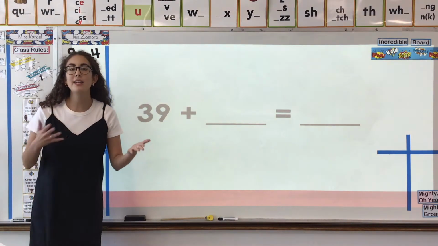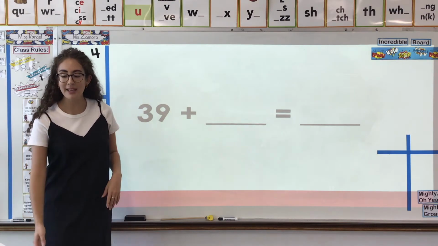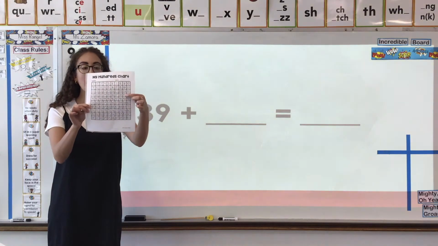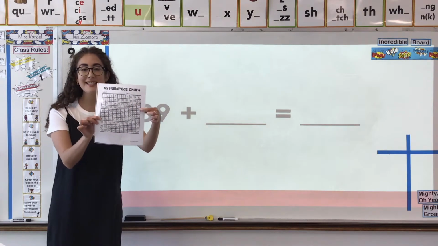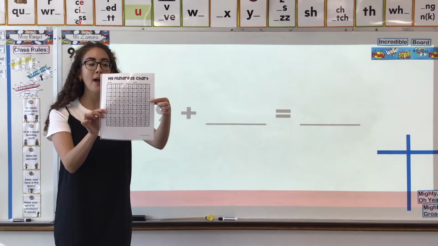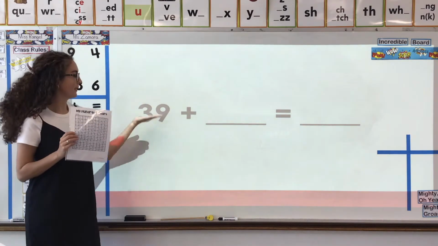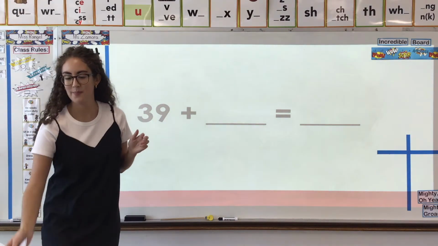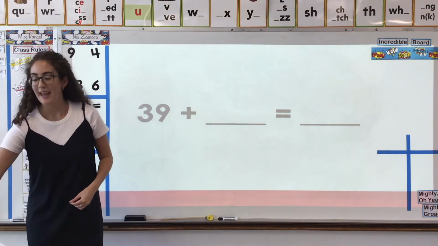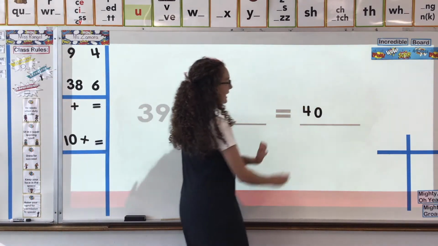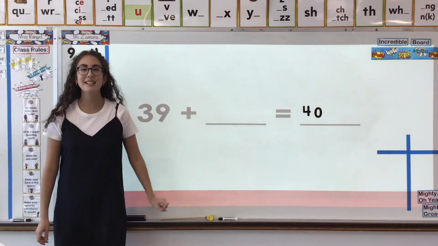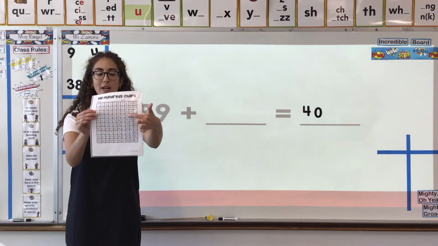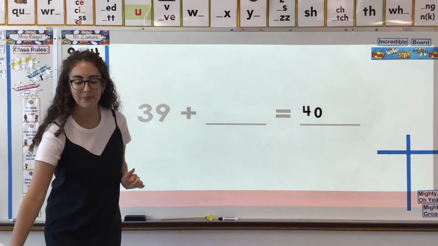We want to make the next 10. That means that if you're looking on your hundreds chart on the number 39, the next 10 is going to be one more 10. So we have 3. What's one more 10? That would be 40. 39's next 10 is 40. You can take a look at your hundreds chart. 39 is right next to 40.